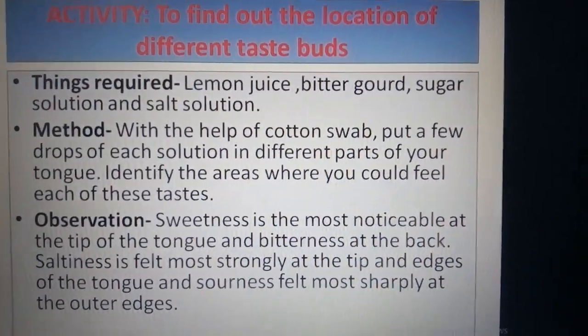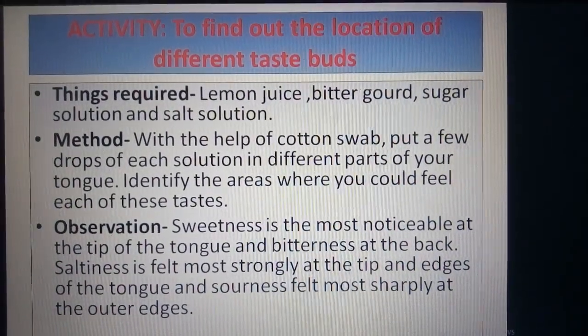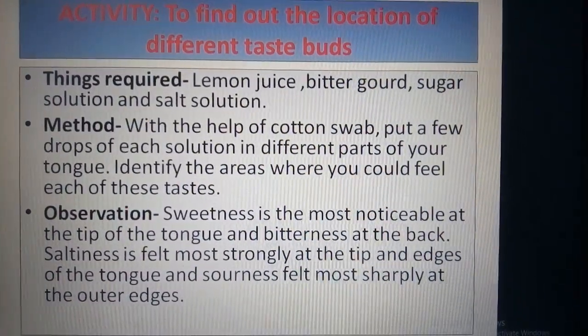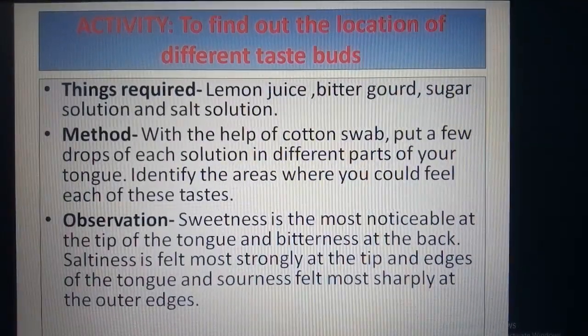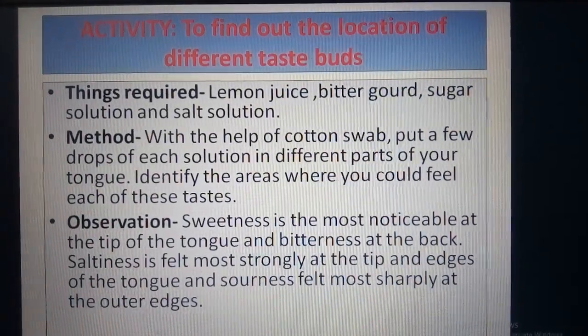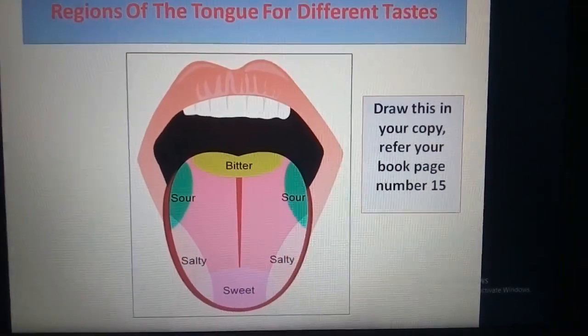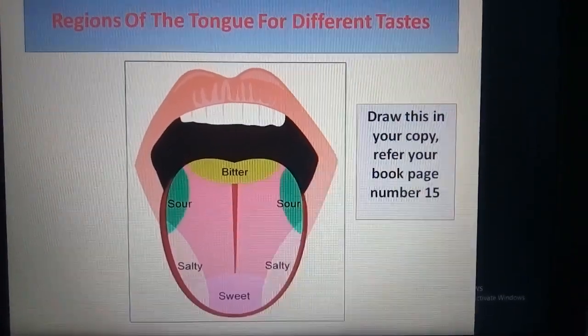Sweetness is the most noticeable at the tip of the tongue and bitterness at the back. Saltiness is felt most strongly at the tip and edges of the tongue, and sourness felt more sharply at the outer edges. So you can see the diagram in front of you showing the region of the tongue for different taste.